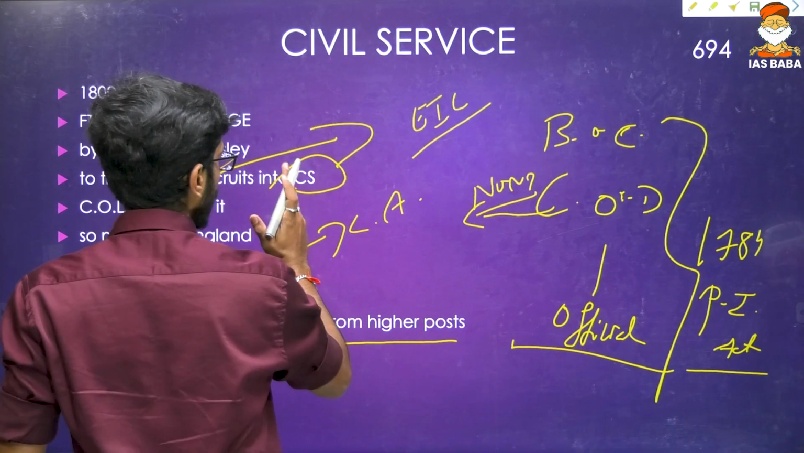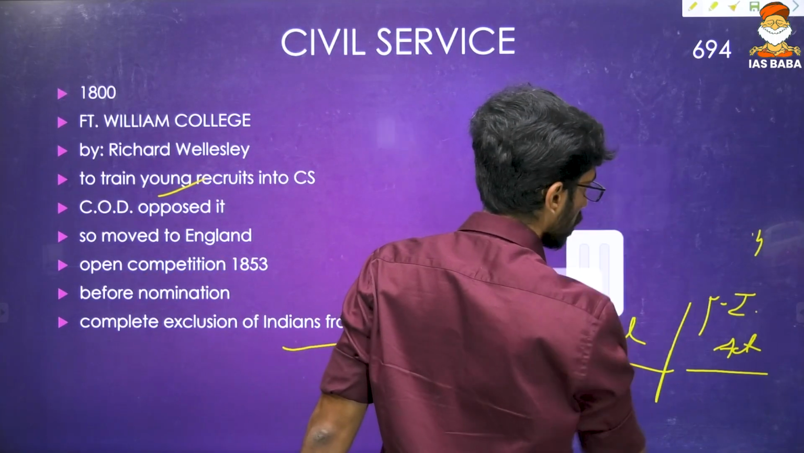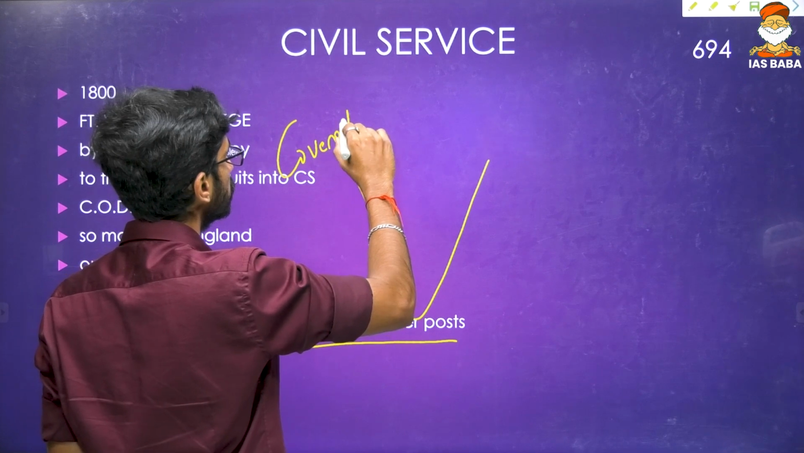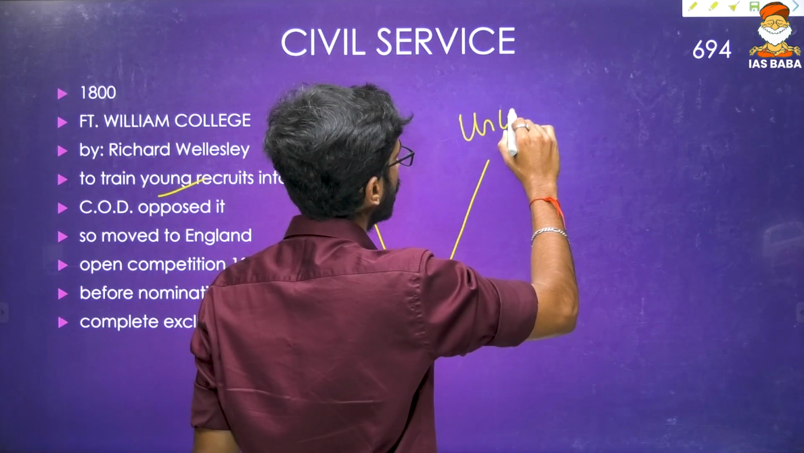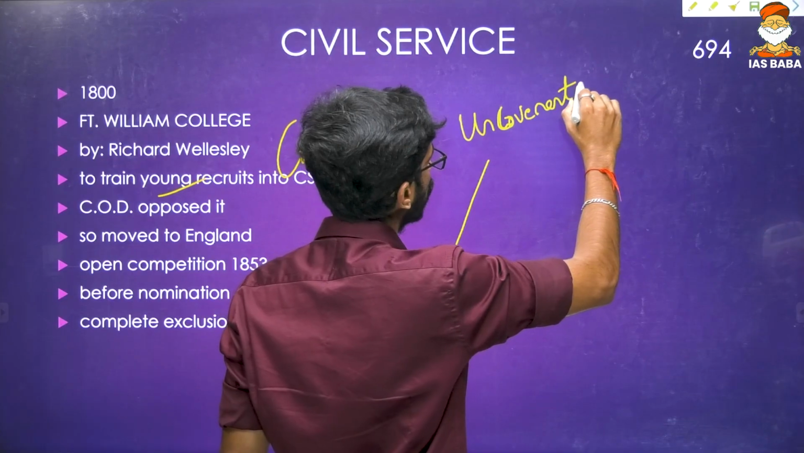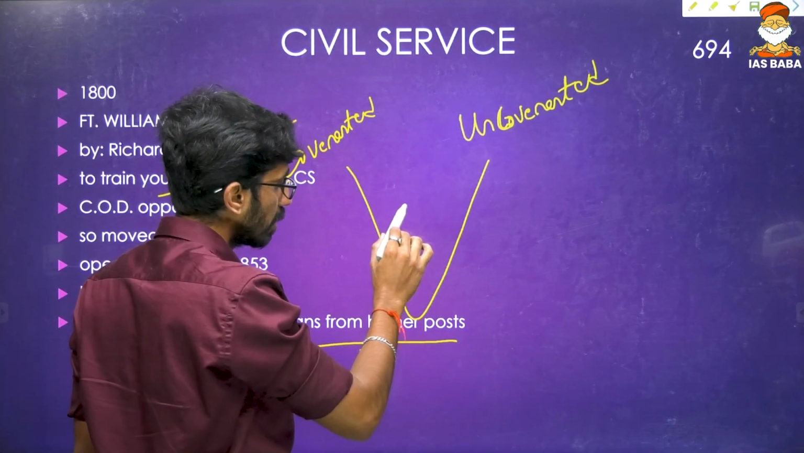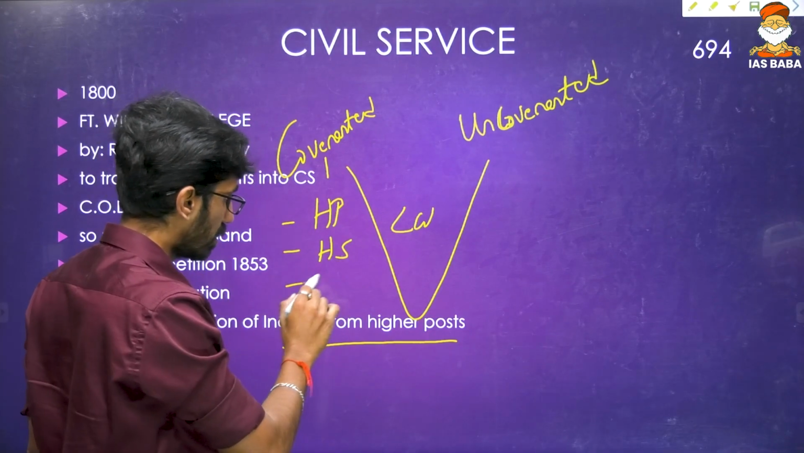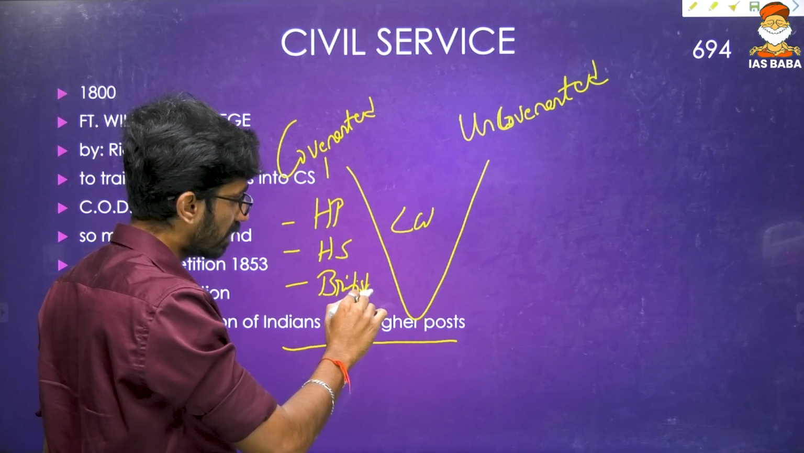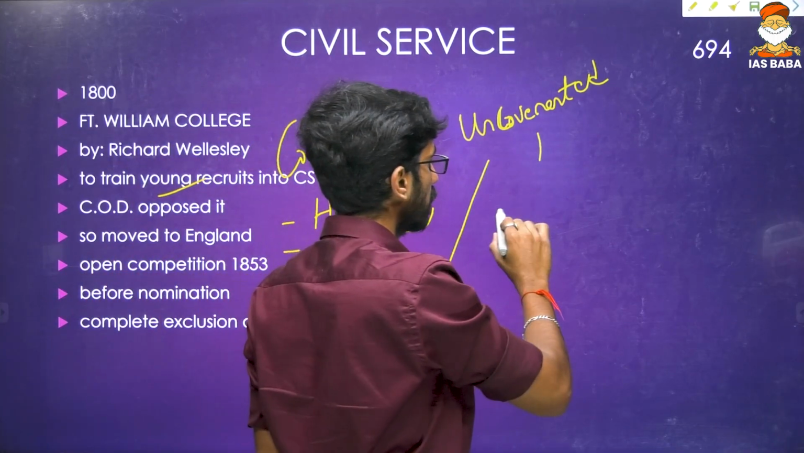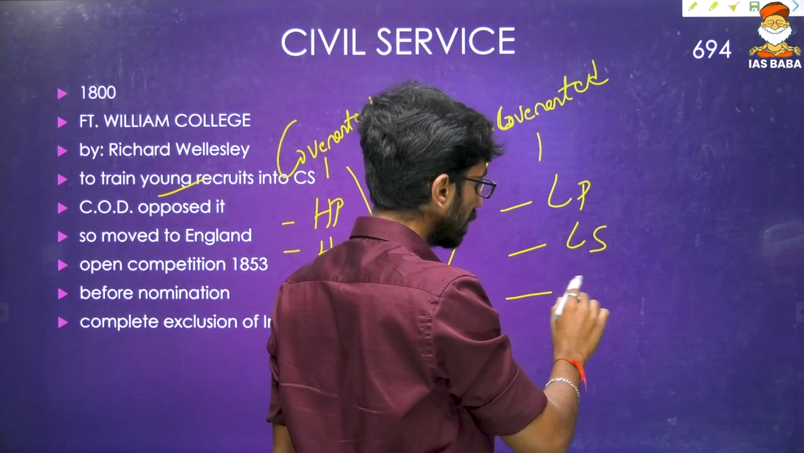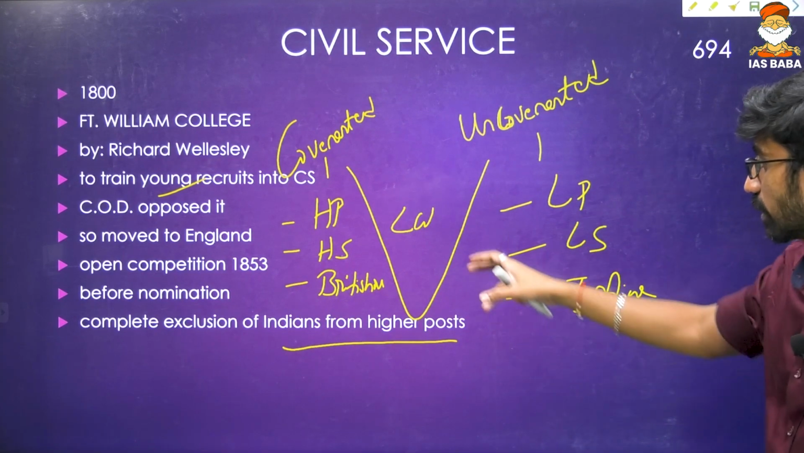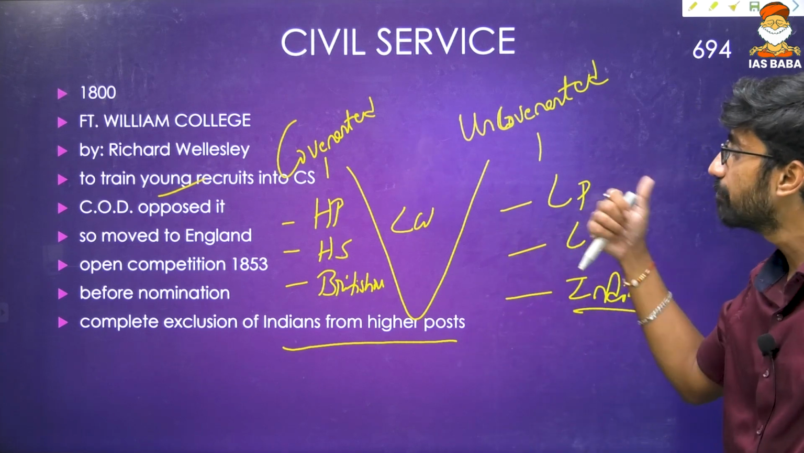And there were two kinds of posts: covenanted and uncovenanted. This was created by Cornwallis. Covenanted are higher posts, higher salary. Only British personnel will be there. Uncovenanted are lower posts, lower salary. Indians will be there. Just to facilitate the entry of Indians into civil services, these two kinds of civil services were established, called covenanted and uncovenanted.